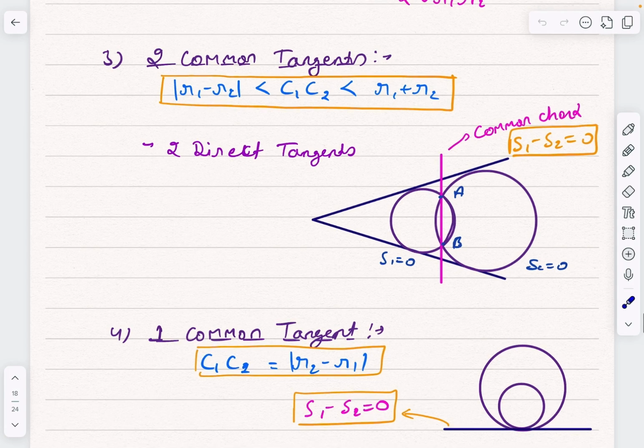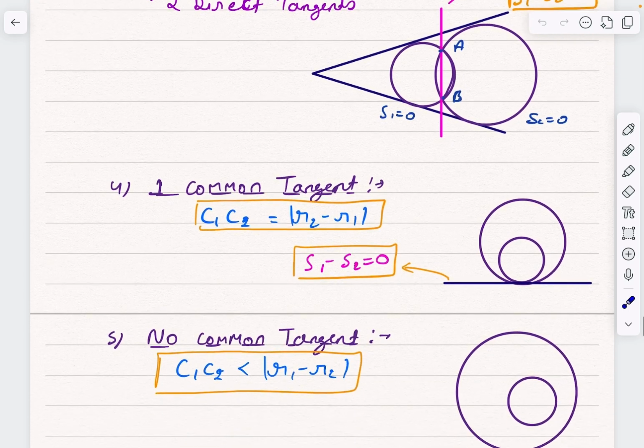Next, we have two common tangents. When will they have two common tangents? When the circles intersect each other at 2 points. As you can see here, in this case, only two direct tangents will be there, which you can find using the same way we discussed earlier. And in this case, the line joining the points of intersection is called common chord. The line joining the point of intersection of circles is called common chord. How do you find that? Again, S1 minus S2 equal to 0. So if they touch, it gives you common tangent. If they intersect, it will give you common chord. Same logic you can use. S1 minus S2 will be a line which will satisfy A and B both.